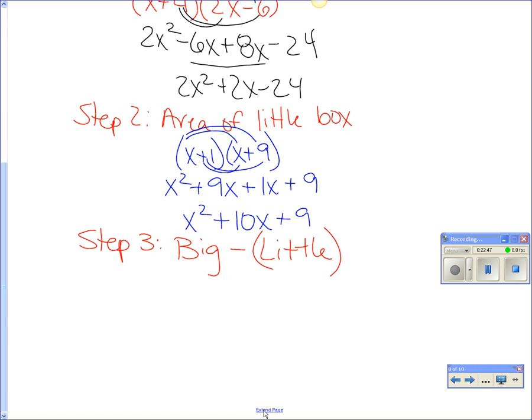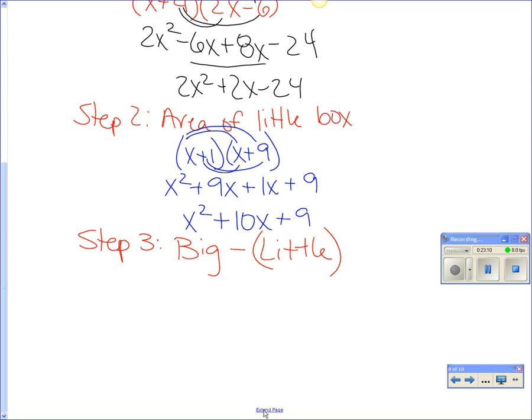All right. Step 3 is to do the big box minus the little box. Big box minus the little box. What did I put around the little one? Parentheses. That's because, and you'll see in a minute, the minus has to go to everything. And we learned that at the very beginning of the semester. It's been a while since we've had to do it, though.